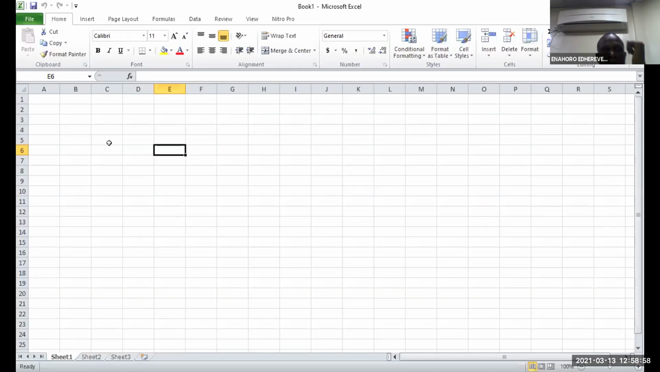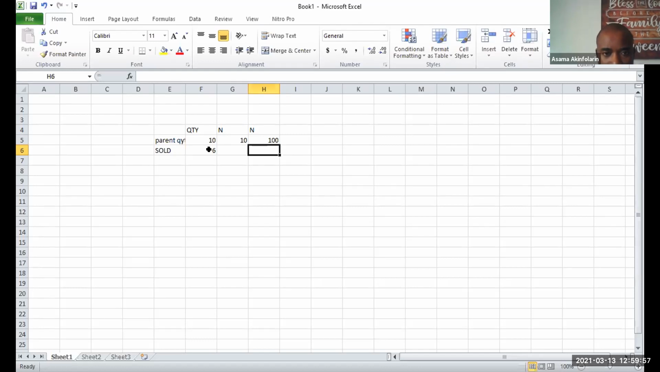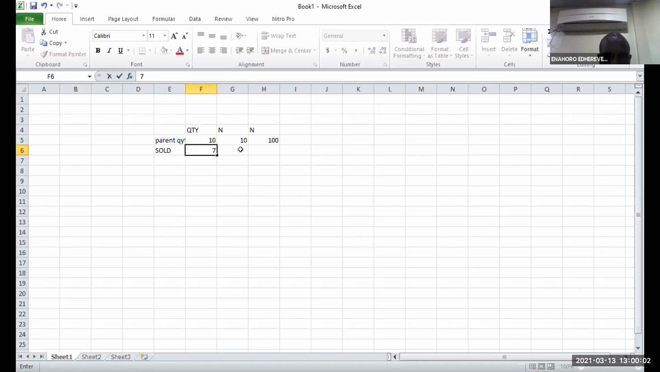Okay, this is my Excel. So I'll just say the total, the parent quantity. Parent quantity was 10 at 10 naira each, which is 100 naira. Total is 100 naira. So basically, parents had sold 7. Then do it separately, because there are different prices.